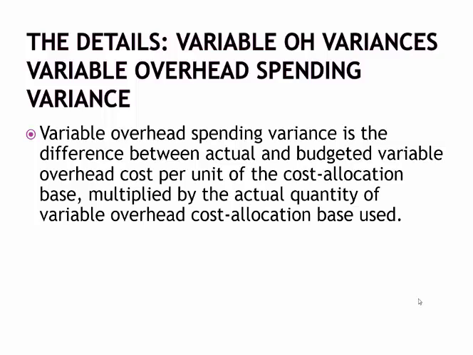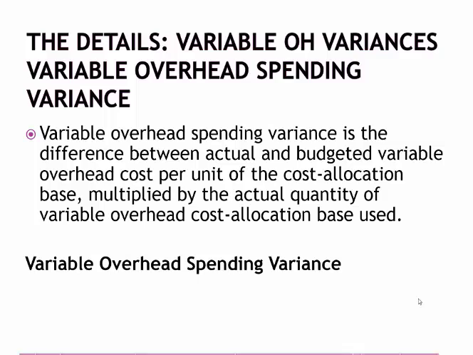All right. Looking at the spending variance, we switch the formula around just a touch. The variable overhead spending variance is the difference between the actual overhead cost per unit and the budgeted variable overhead cost per unit of our cost allocation base multiplied by the actual quantity of the variable overhead cost allocation base used.